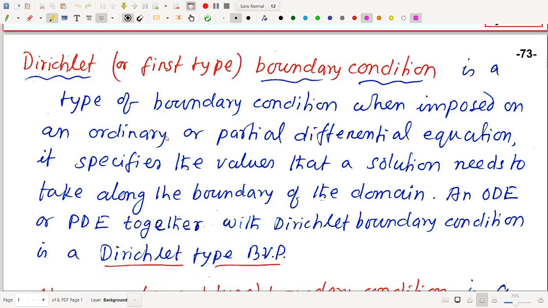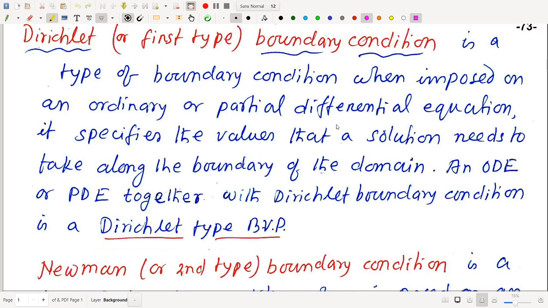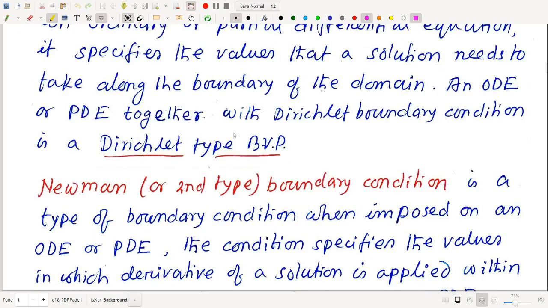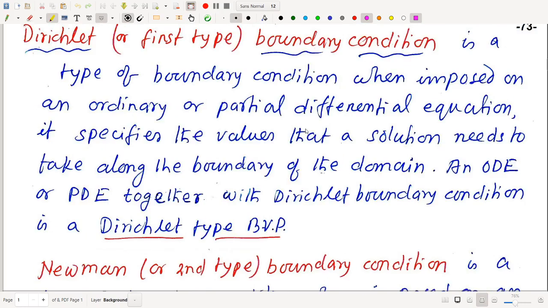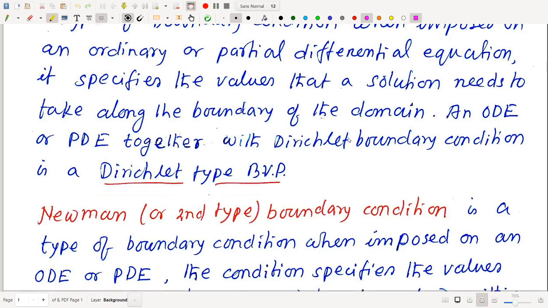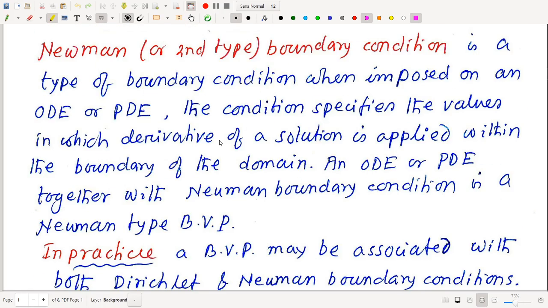So a Dirichlet boundary condition means it specifies the values that a solution needs to take. The solution is a function that takes specified values along the boundary of the domain. So this is Dirichlet type boundary condition, and ODE or PDE together with Dirichlet type boundary condition is called a Dirichlet type boundary value problem.